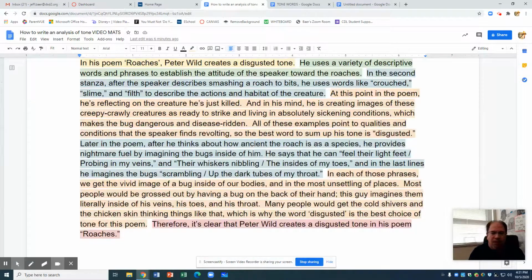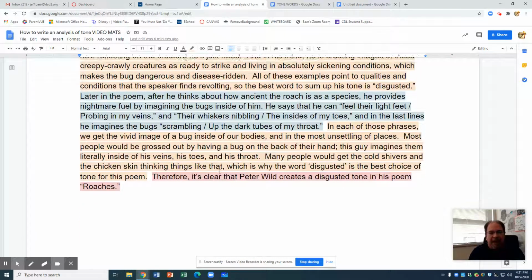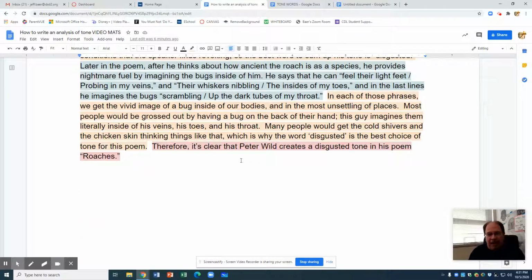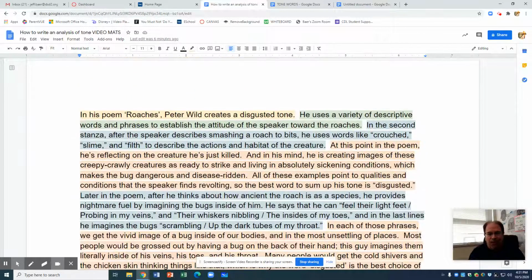So we're just going to throw a simple sentence at the end, returning to our opening idea: Peter Wilde, Roaches, disgusted tone. Those are the three key components. So we're just going to repackage it. Therefore, it's clear that Peter Wilde creates a disgusted tone in his poem Roaches. It's really pretty much the same thing as the first sentence. It's just the order is flipped around a little bit. It's very functional. This is not something I'm going to spend hours writing comments like your concluding sentences are awful. As long as they serve their purpose, they'll be fine.